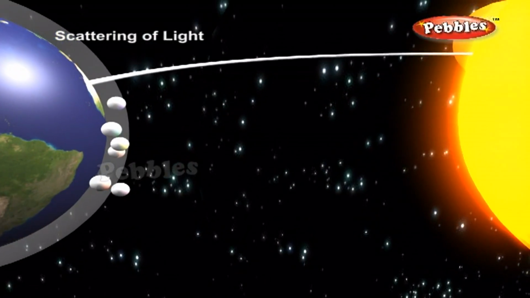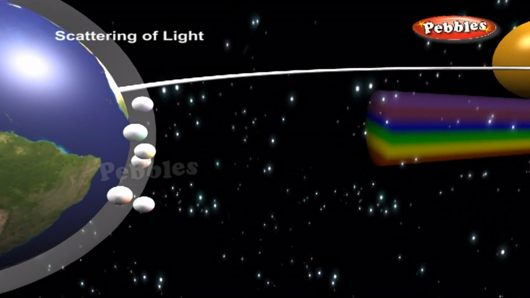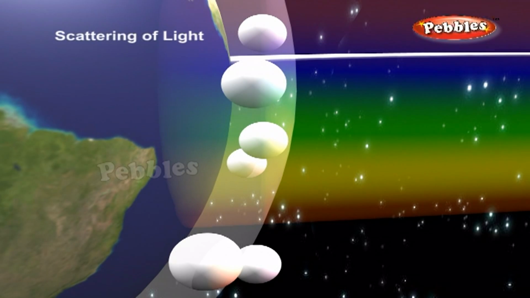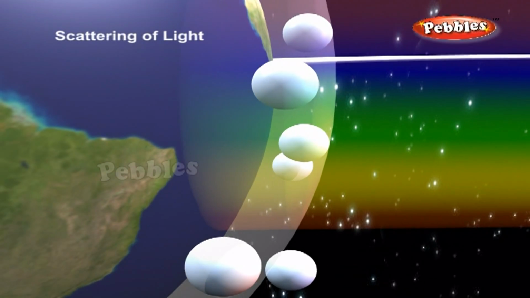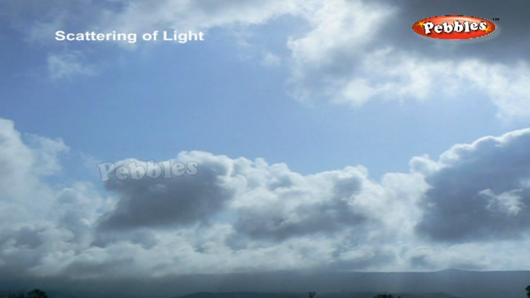Thus, when sunlight passes through the atmosphere, the fine particles in air scatter the blue color more strongly than red. The scattered blue light enters our eyes. If the earth had no atmosphere, there would not have been any scattering. Then the sky would have looked dark. The sky appears dark to passengers flying at very high altitudes as scattering is not prominent at such heights.